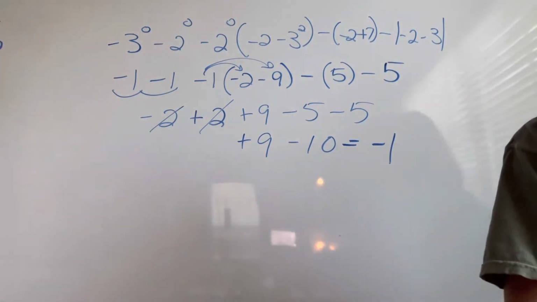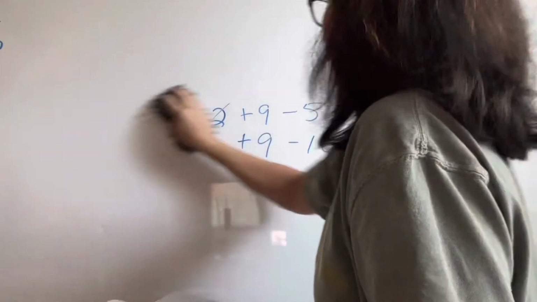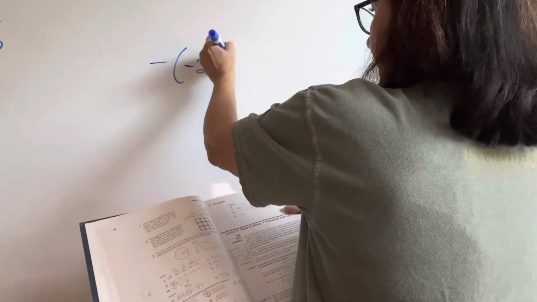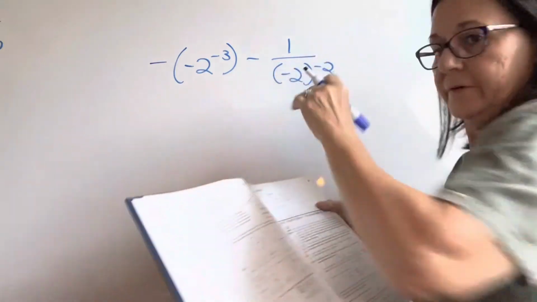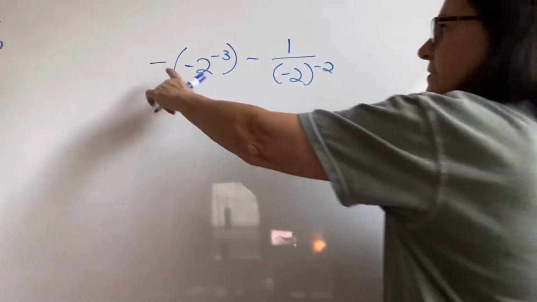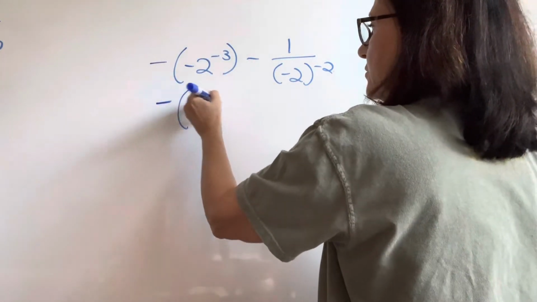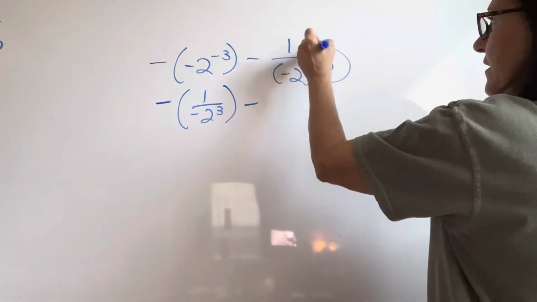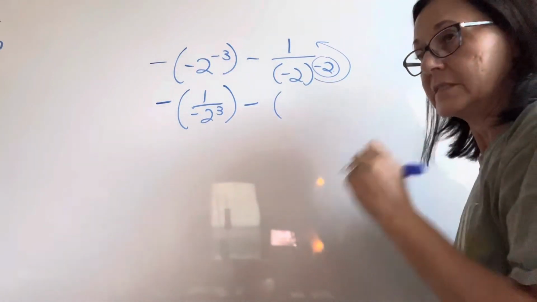All right, number 30. The opposite of -2 to the -3 minus 1 over -2 to the -2. All right, this negative is going to stay. To make that positive, I move the term to the denominator. So it's 1 over -2 cubed minus. I'm going to move this to the numerator. That is the only term, the only sign that changes.